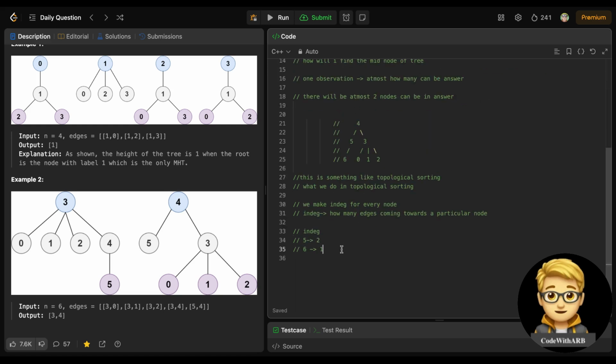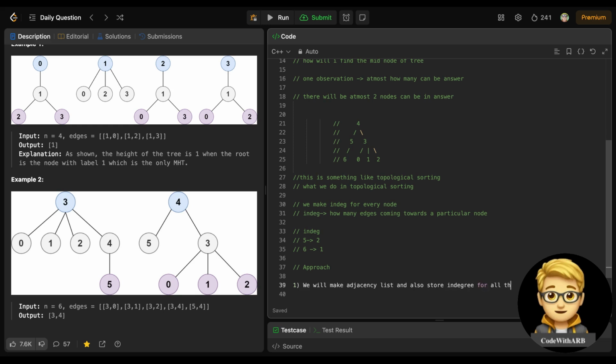Now the approach is simple. First we will make our adjacency list for the graph, because we have been given the edges, and also store the in-degree for all the nodes.